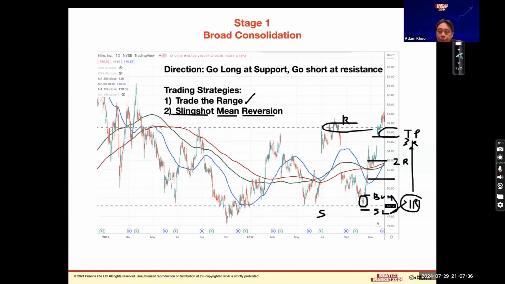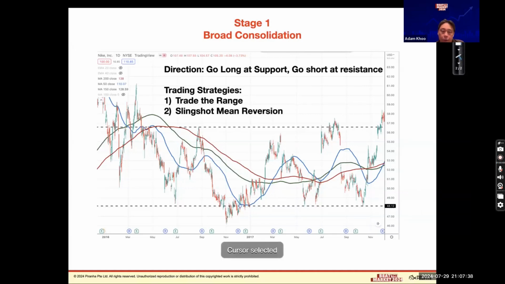Now, a common question some of you may ask would be, how do I look for stocks that are showing this stage 1 pattern? So there are a few ways. Let me show you a free way.